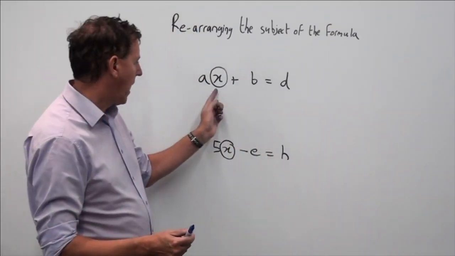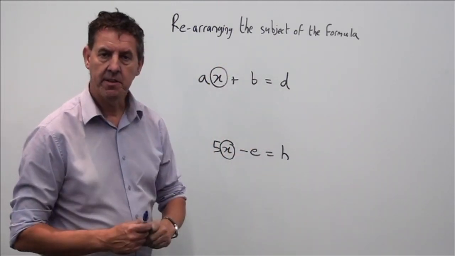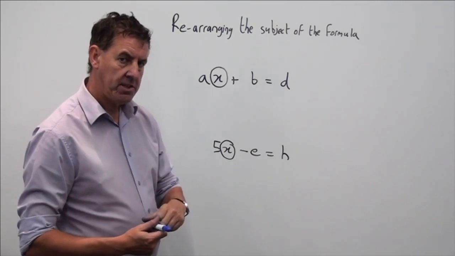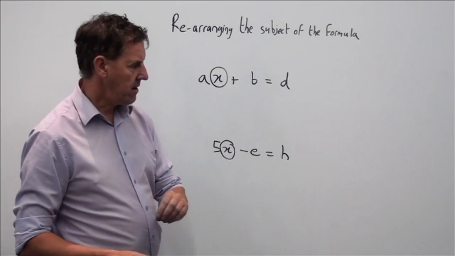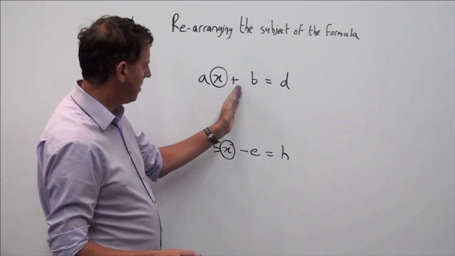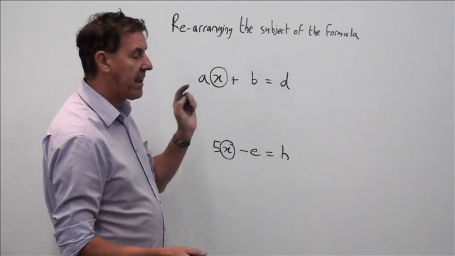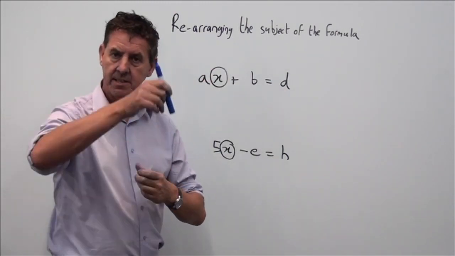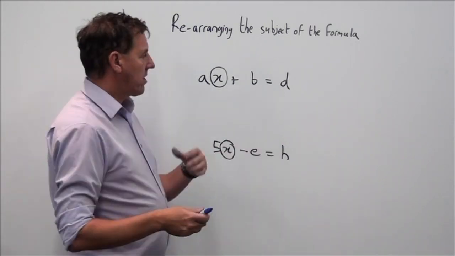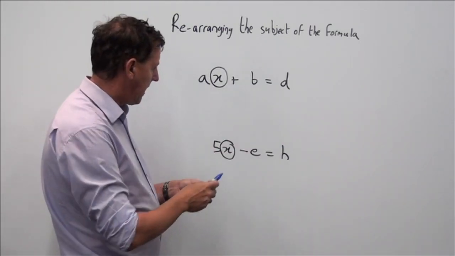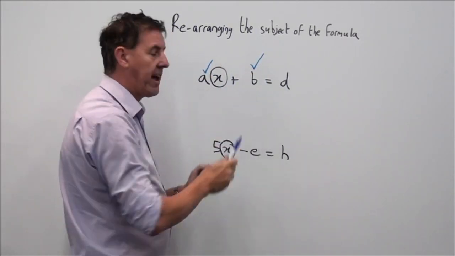Let's look at this one. I'm now going to rearrange to make X the subject of this formula. Notice the subject of the formula at the moment is the letter D. Why? Because this equation is equal to D. I've been asked to rearrange and make X the subject. So I want X equals something, or something equals X. Right, how am I going to go about doing it? Well, I've just got to get rid of that, and I'll be left with X.